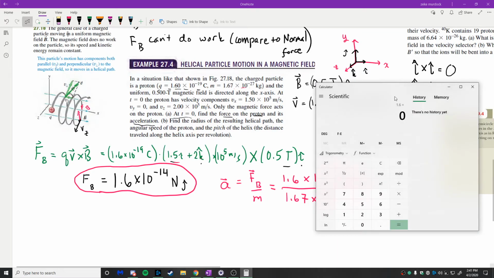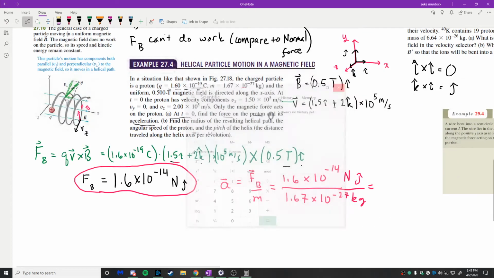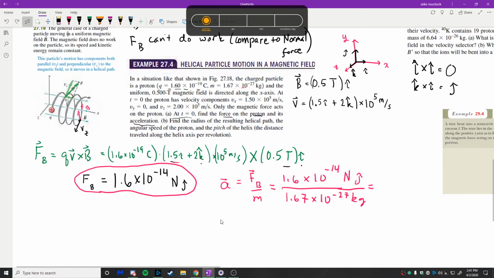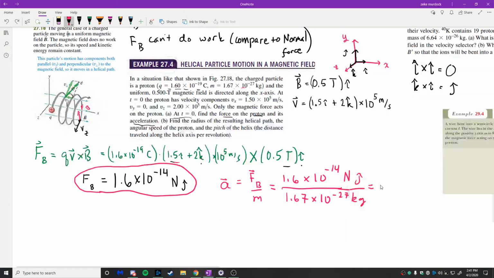So it's basically 1.6 e negative 14 divided by 1.67 e negative 27. 9.58 times 10 to the 12. Extremely high acceleration. An unreasonably high acceleration, maybe. What was it? 9.6 times 10 to the 12.